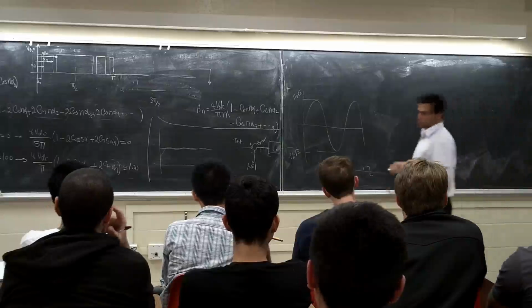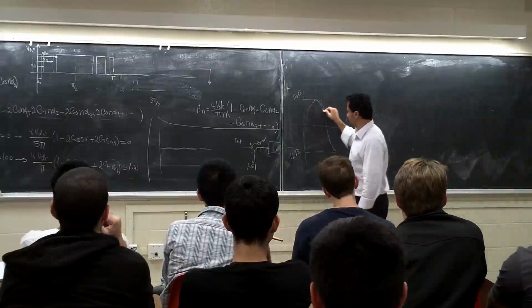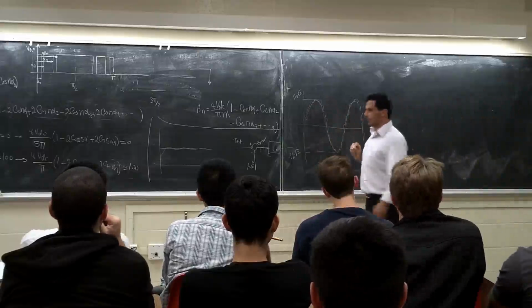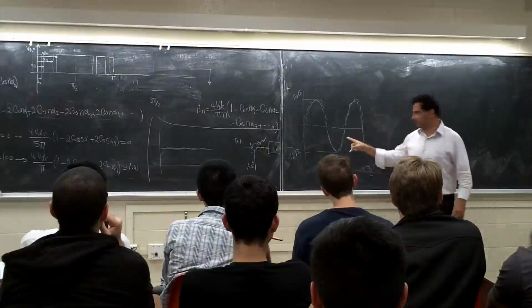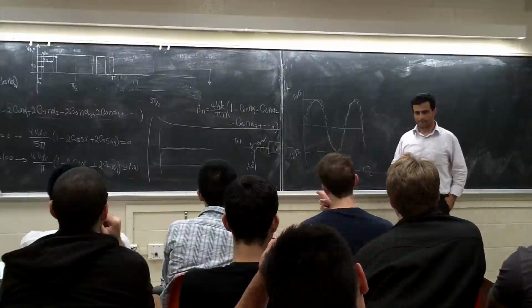Now you want to control the output voltage of this inverter, for example something like this. Think about this one. Which one is easier to control, this one or that? The first one? Why?